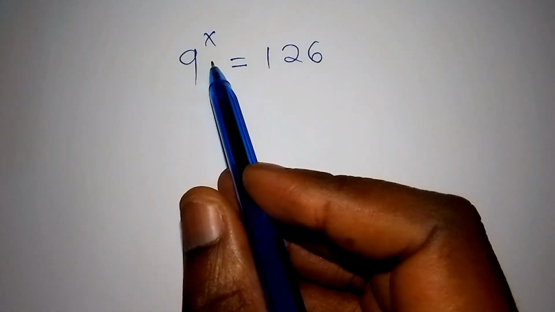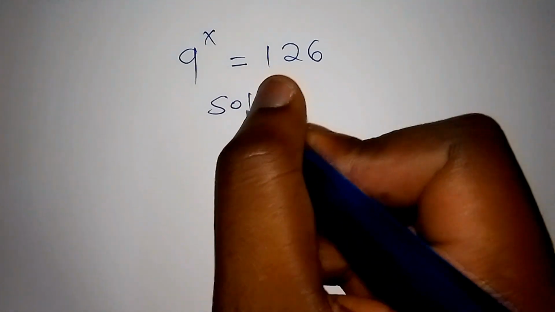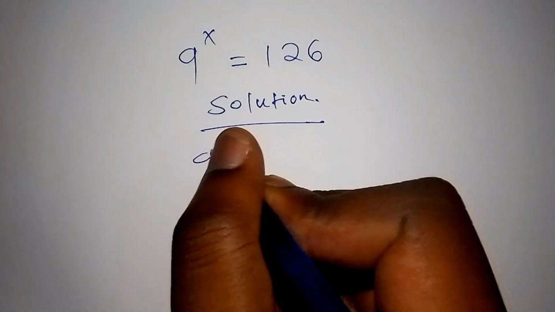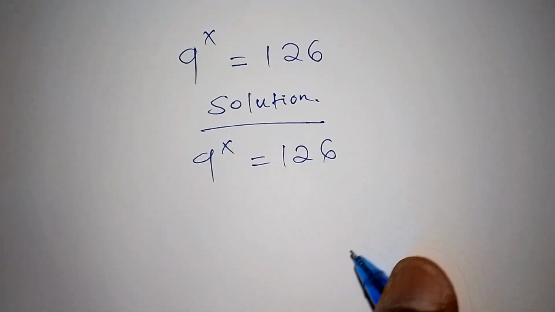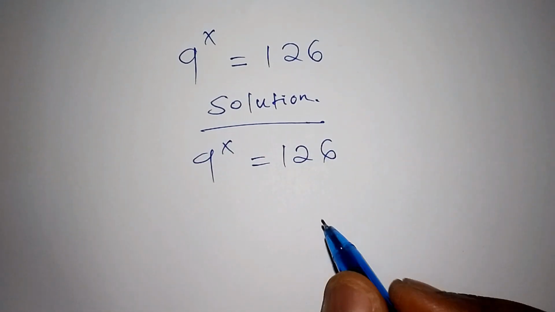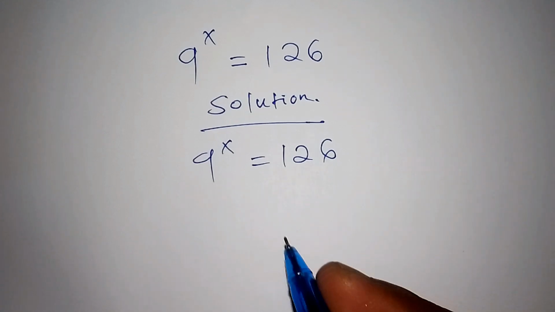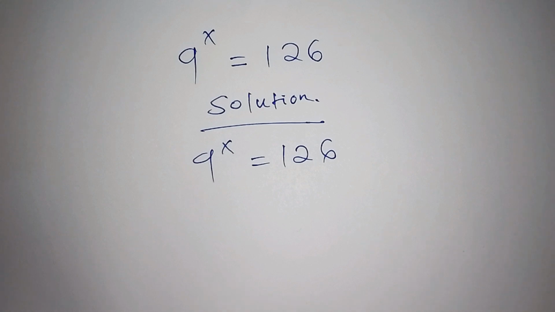We have 9 to the power of x is equal to 126. Let's begin with the solution. 9 to the power of x is equal to 126. In this case, we want to express 126 in base 9, which is impossible. So we shall be forced to bring in the log.